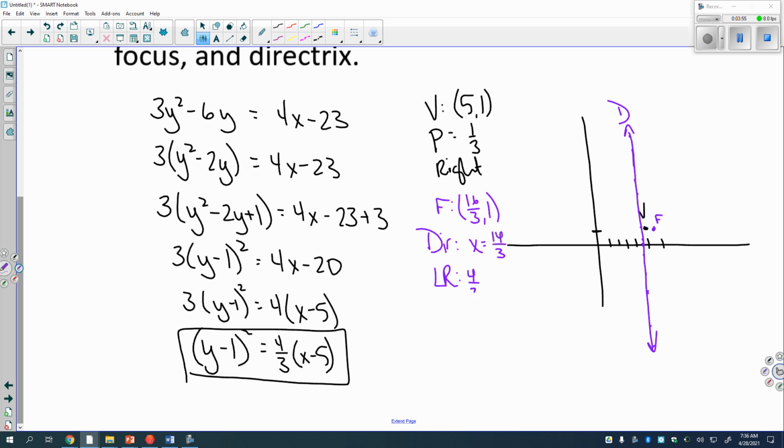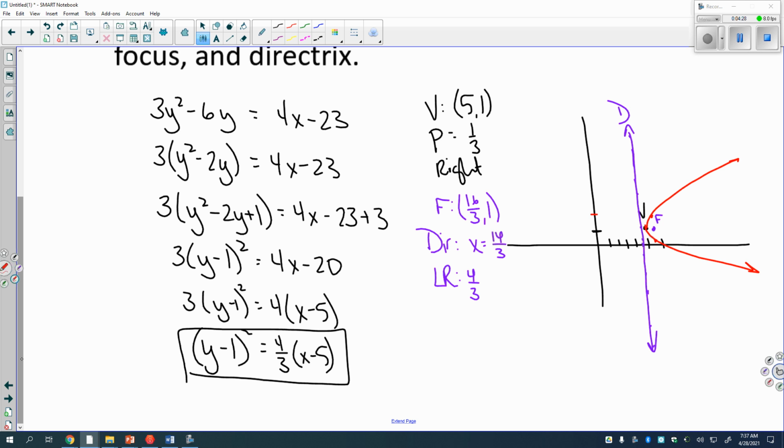My focal width, or the latus rectum, is 4/3. Has a length of 4/3. So from my focus, I go up 2/3 and down 2/3. So that point there and that point there are on my parabola. I use those and sketch that in. And that is my parabola. That's all my information: vertex, focus, directrix.